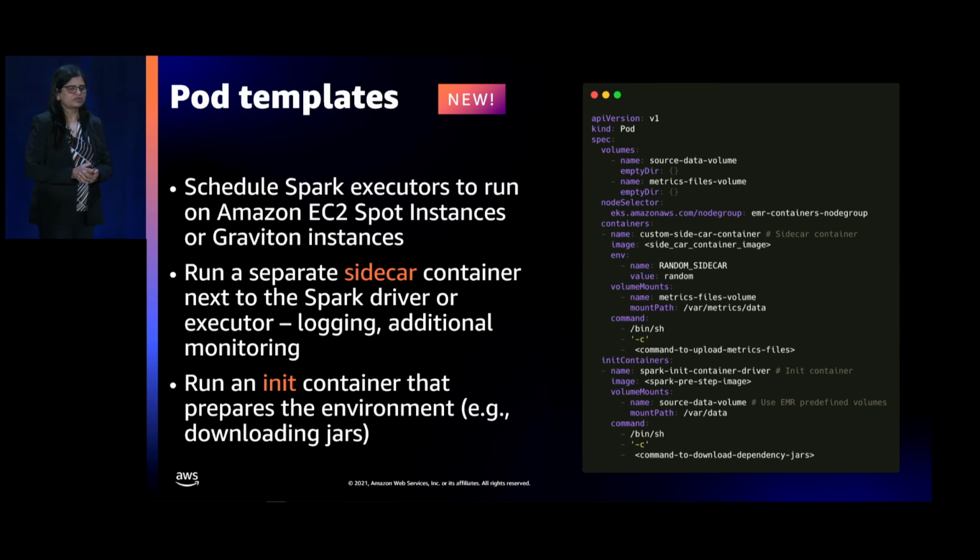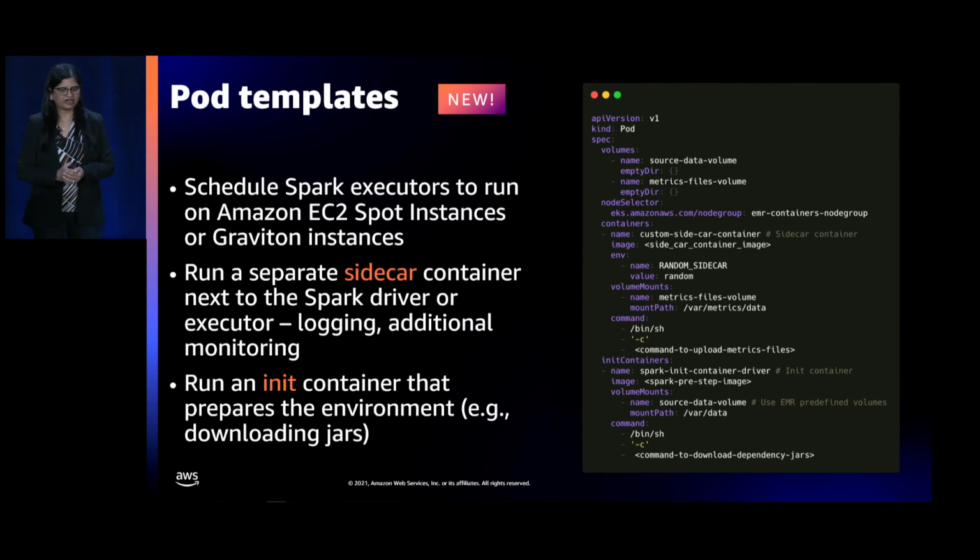EMR on EKS also supports the concept of pod templates, and a pod is nothing but a group of containers that are brought together on specific properties such as compute and network isolation and things like that. And what you could do is you could schedule your Spark executors to run on Amazon EC2 Spot instances or Graviton instances with pod templates. And this is what it enables.